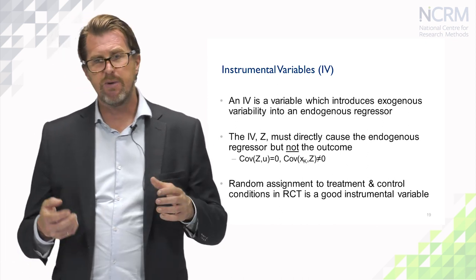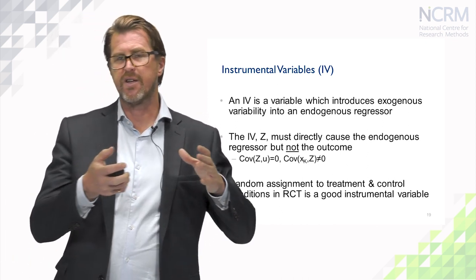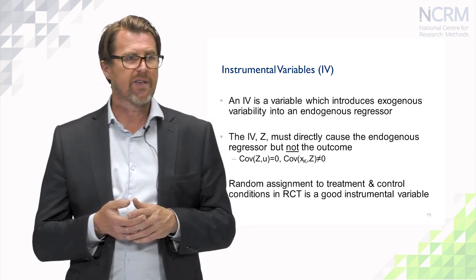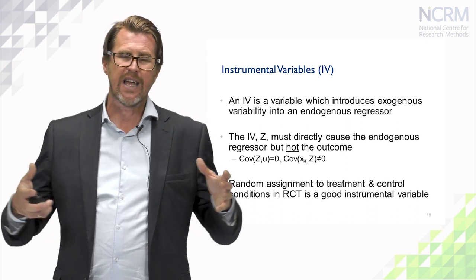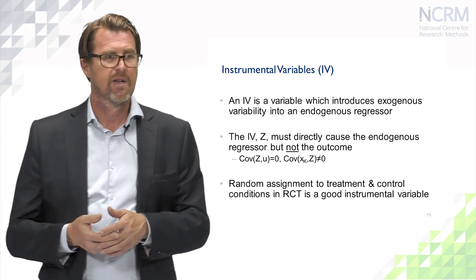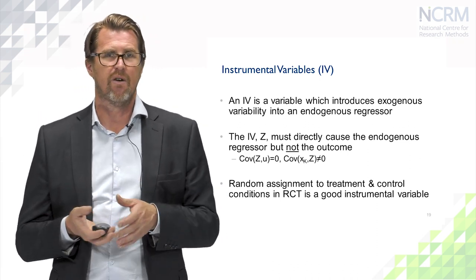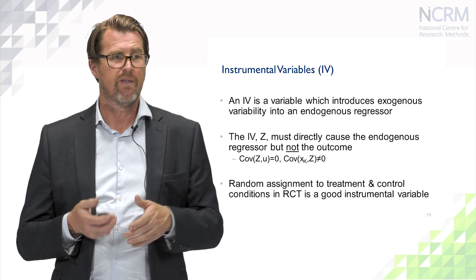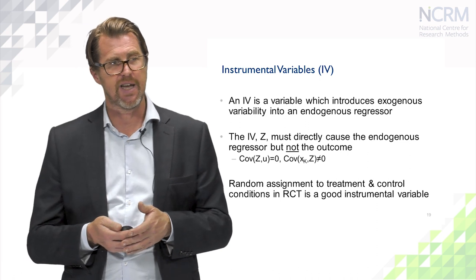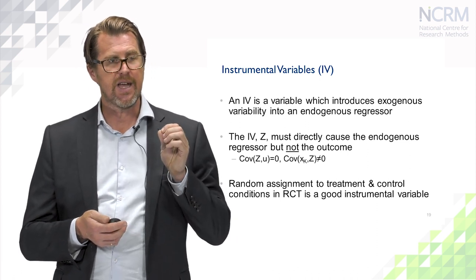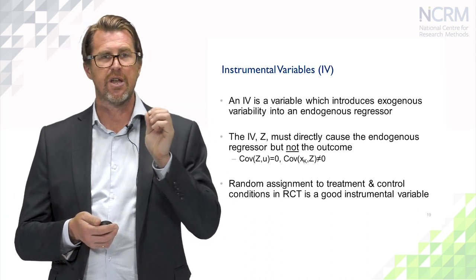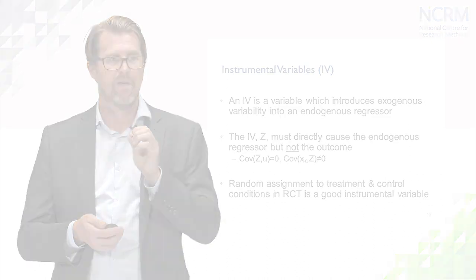So, an instrumental variable is a variable that's going to deal with this endogenous regressor problem. And it does this by introducing exogenous variability into the endogenous regressor. And to have the properties of an instrumental variable, which we'll refer to as Z, our instrumental variable will be Z in this context, the instrument must cause the endogenous regressor, but not cause the outcome.